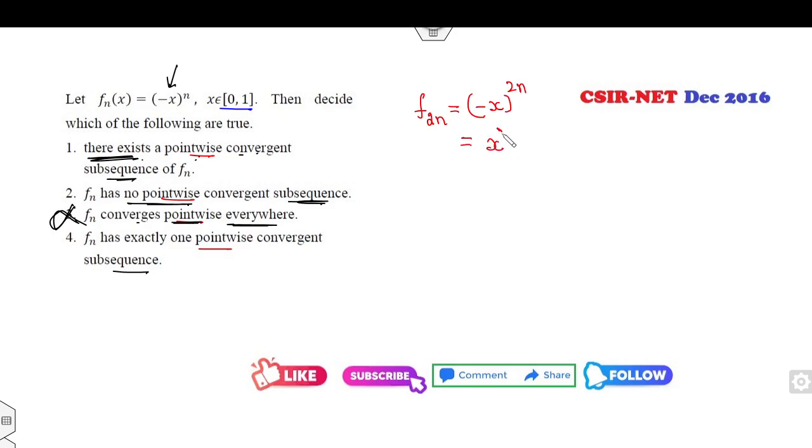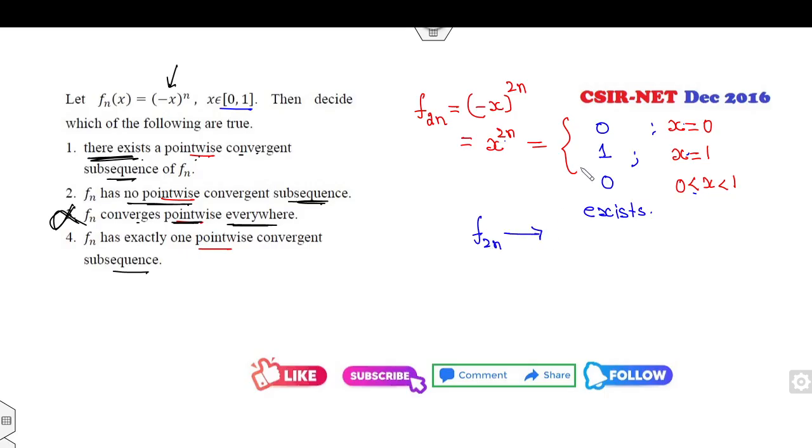And clearly this is x raised to power 2n. If you want to calculate the limit over the cases x is 0, x is 1, x lies between 0 and 1, what will happen? If x is 0, the answer is 0. If x is 1, the answer is 1. If x is between 0 and 1, it's 0. So you can see the limit exists. Therefore f of 2n, that subsequence, converges to this function f. That means the subsequence converges pointwise. So yes, there exists one. The option that says fn has no pointwise subsequence is cancelled.